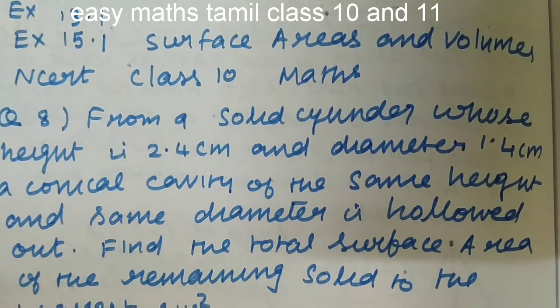Hello viewers, our topic today is surface areas and volume. Question 8. From a solid cylinder whose height is 2.4 cm and diameter 1.4 cm, a conical cavity of the same height and same diameter is hollowed out. Find the total surface area of the remaining solid to the nearest centimeter square.